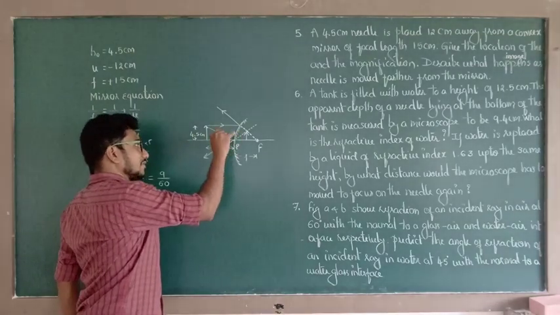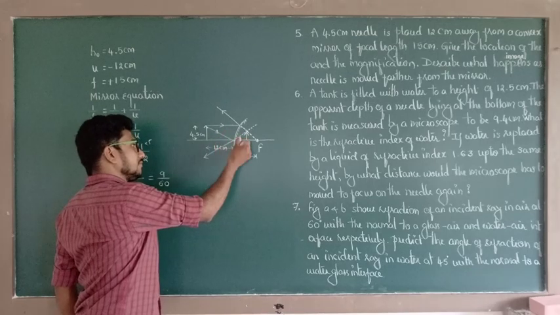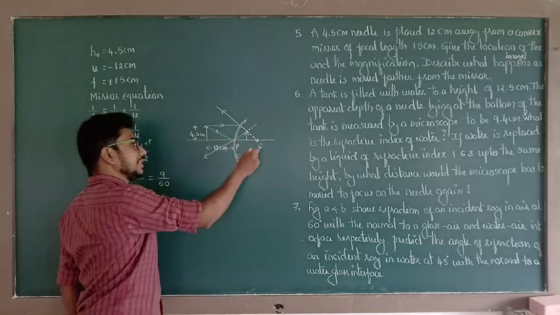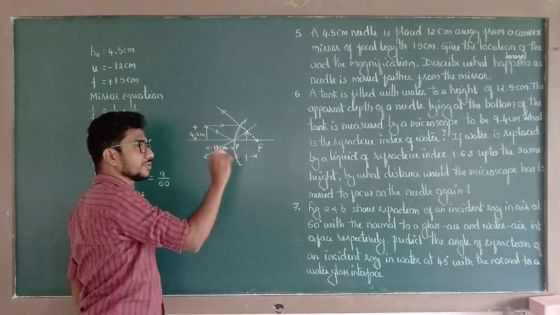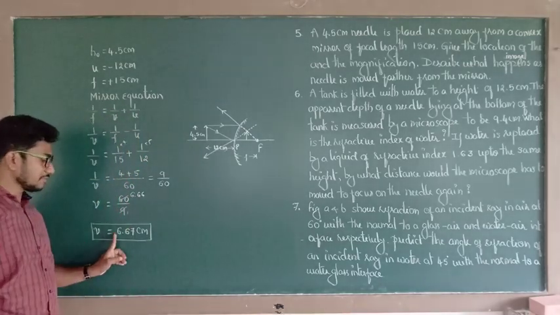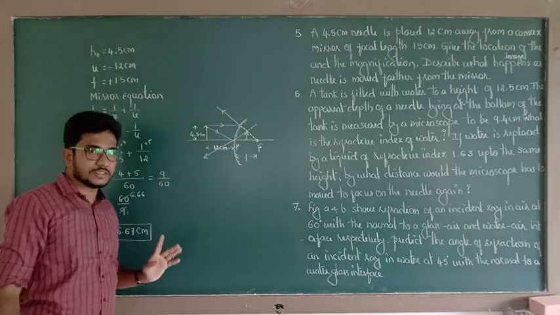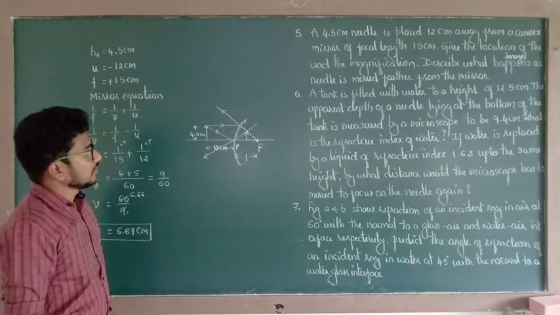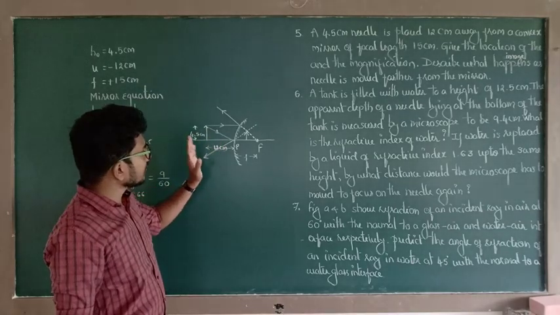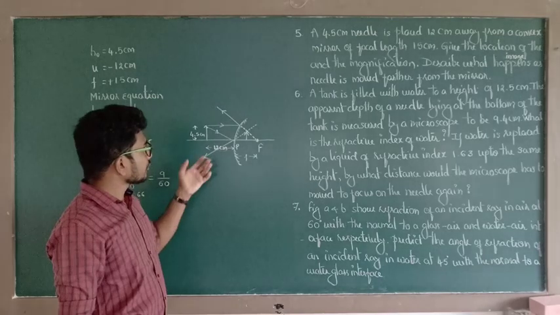The direction of measurement, that is image distance, is left to right, and the direction of the incident light beam is left to right. Both are in the same direction, therefore we get the value with a positive sign. V is equal to plus 6.67 centimeter. Then what is the height? Through this ray diagram, we can say we get a diminished image. Mathematically, we can also prove this.